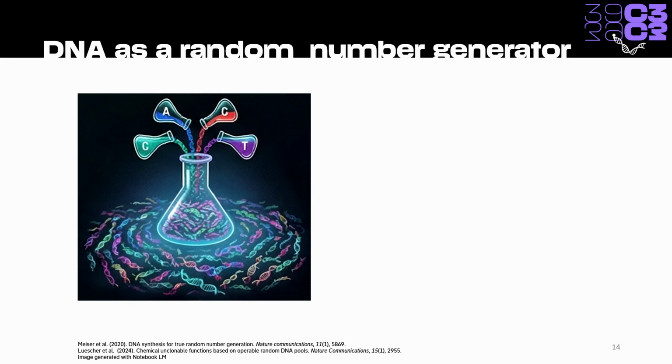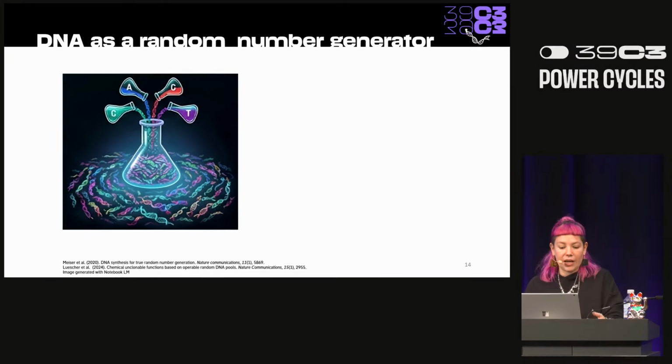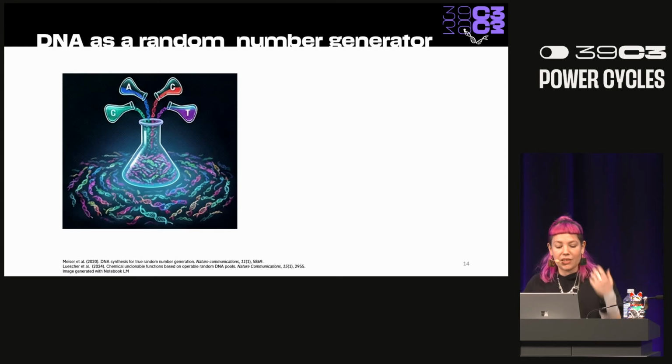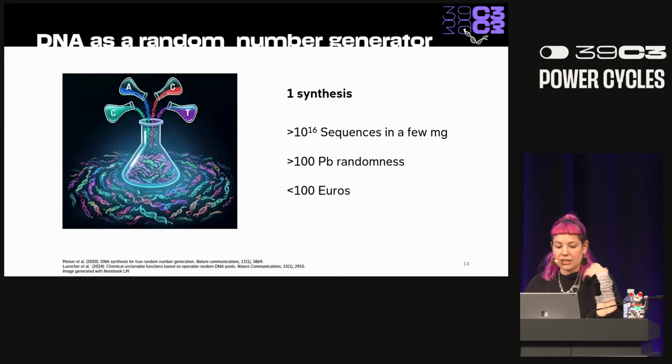And in fact, we have a much more efficient random generator available. And that is DNA synthesis. So in a single reaction, by combining the 4 bases, we're able to generate huge amounts of randomness in a single reaction environment, and you can see some numbers here. So we can generate hundreds of petabytes worth of randomness for below 100 euros.